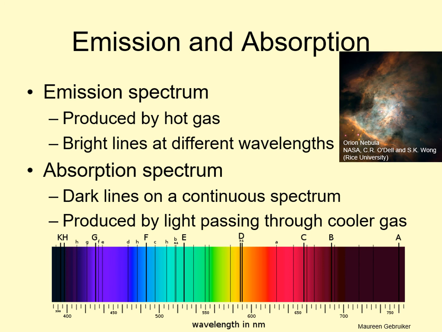An example of this happens when we look at the light from the sun. The sun's surface produces a thermal spectrum, but then the light passes through the sun's atmosphere, and later it passes through the Earth's atmosphere. Both of these produce absorption lines in the sun's spectrum when we observe it from Earth.